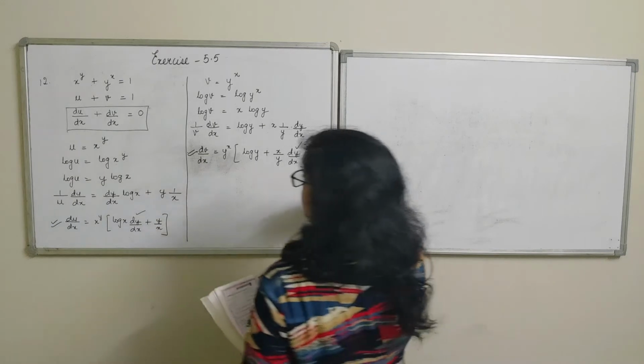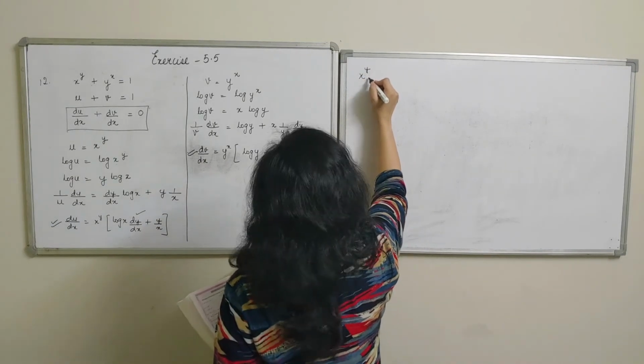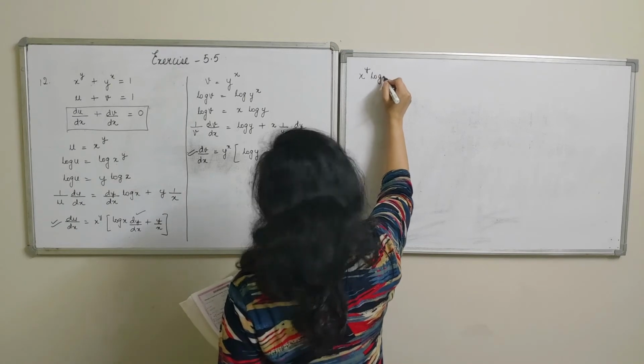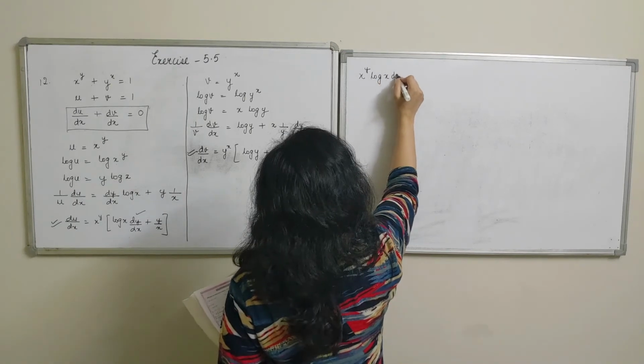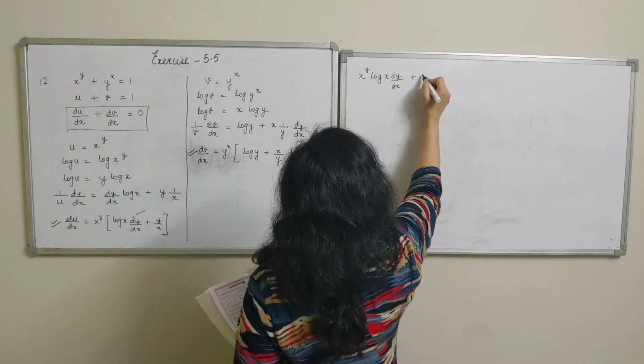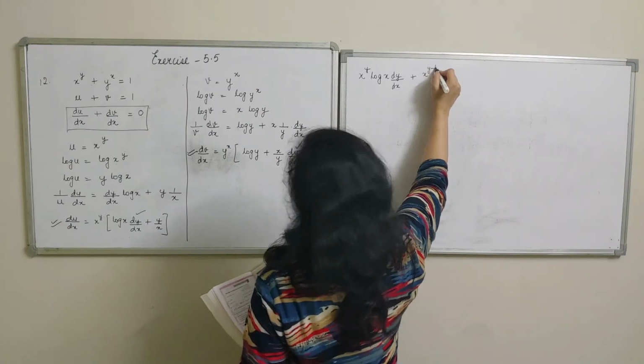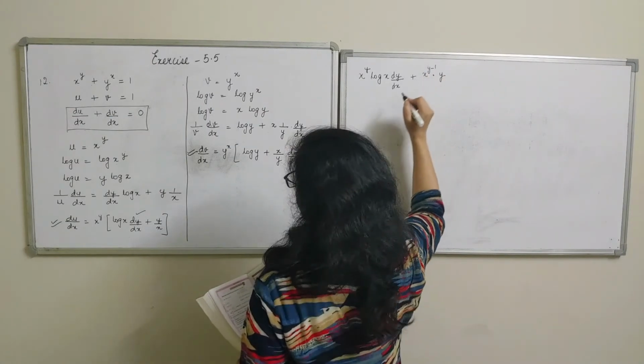So let us substitute. Du by dx is x to the power y into log x dy by dx plus x to the power y minus 1 into y.